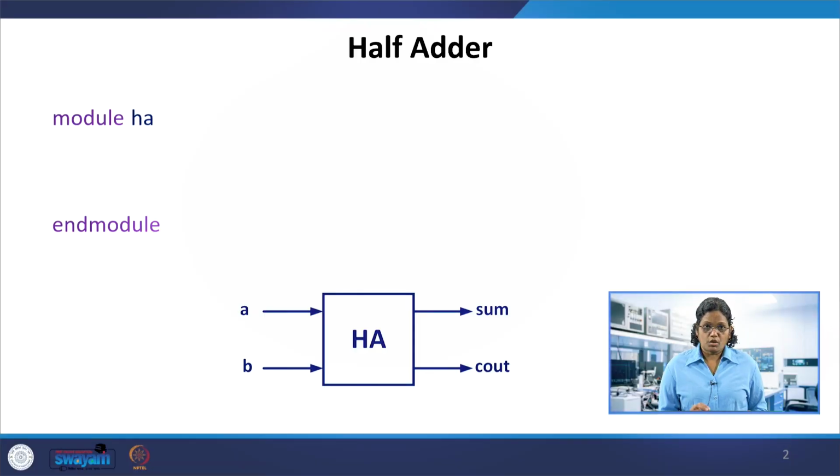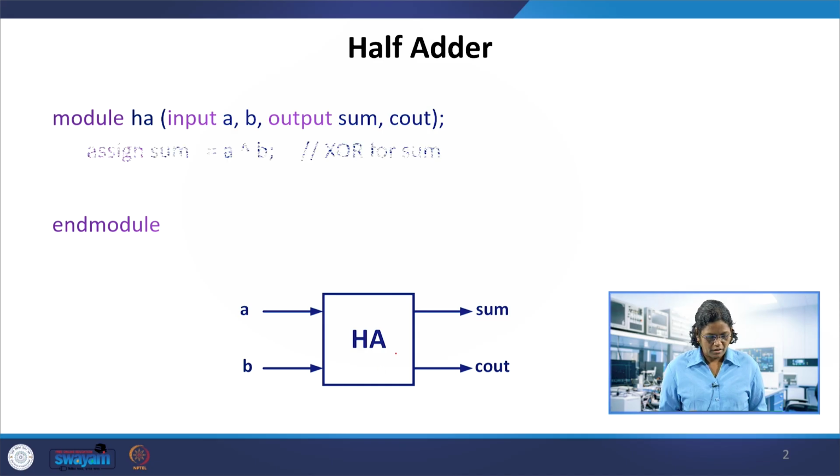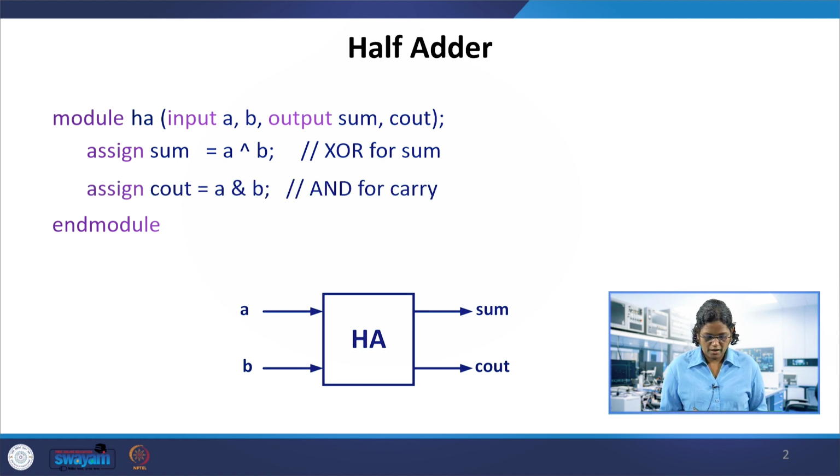So this is a half adder module. We had seen this module already, module and endmodule. Half adder, HA, is the module name, input A, B, output sum and C out, as given in the diagram. So assign A XOR B is the sum, and assign C out is A and B. This is a simple carry. So this is a simple data flow model.